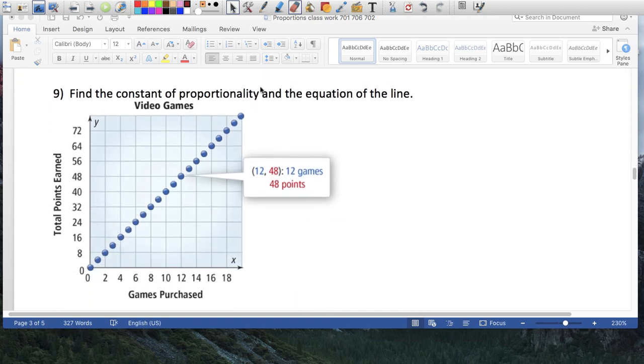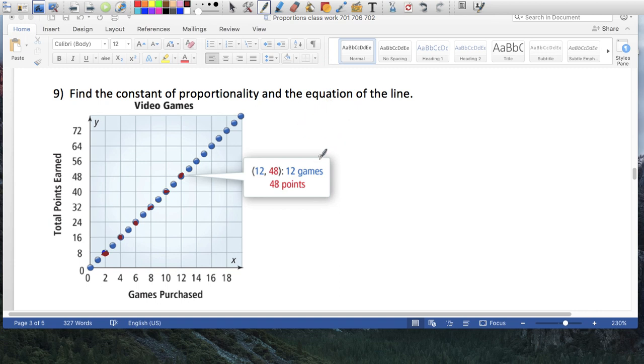Number 9. So here we have a graph. So you know it's a constant, what we call proportional, right? And it says find the constant of proportionality and the equation of the line. To find the constant of proportionality, you would find where 1 is, and match it with here. But I can't really tell what that is because I'm not going to guess on the value. So what you can do is pick a value that you actually can see. Let me change colors. This would have been okay because I know this, this, this, this one, and that one also.